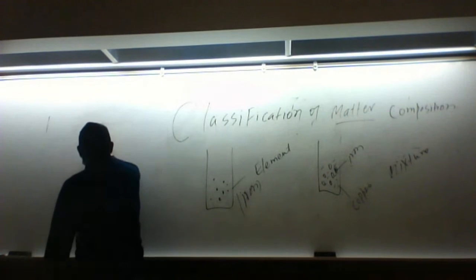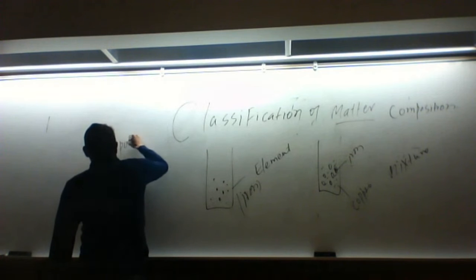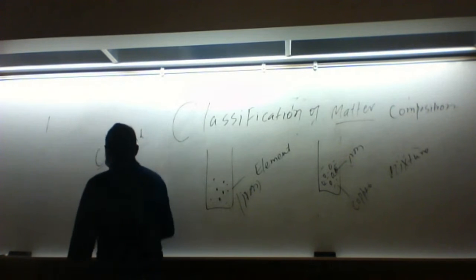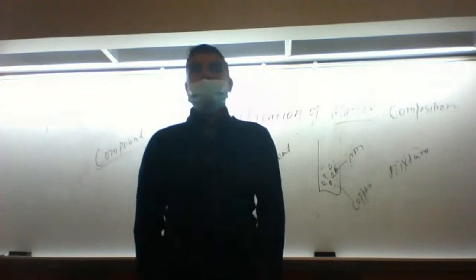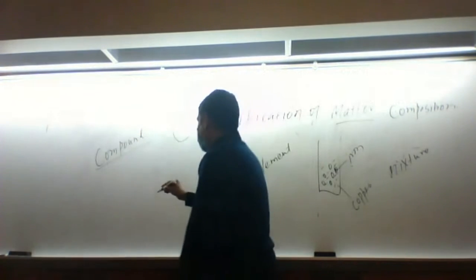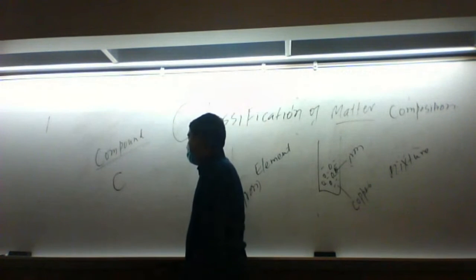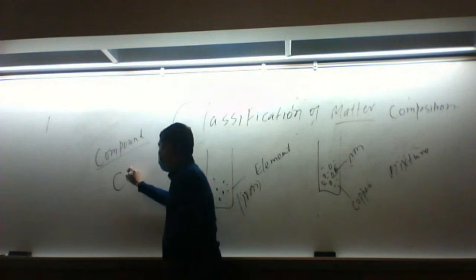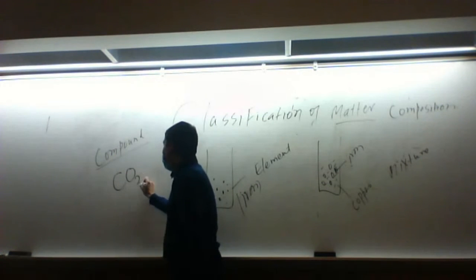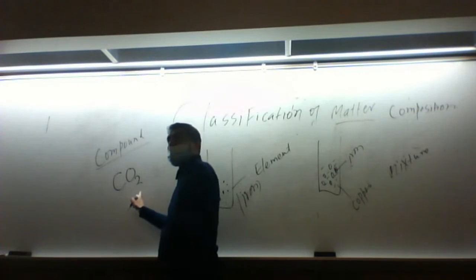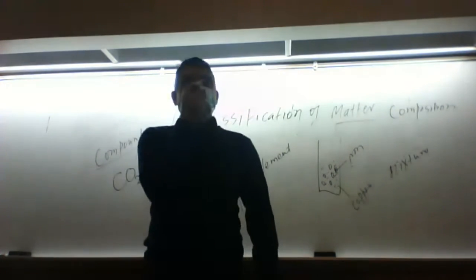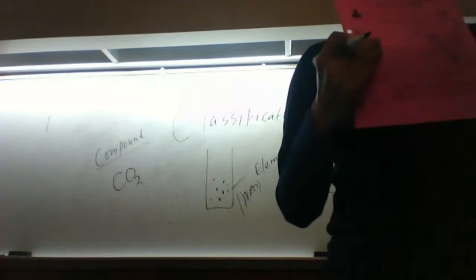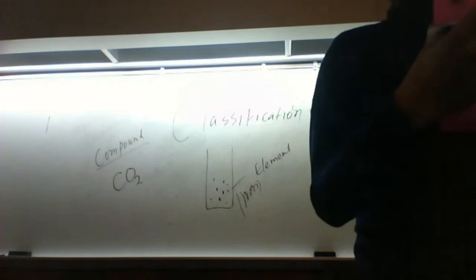Another one is the compound. What is a compound? Take 2 or 3 elements in the periodic table and combine them together. For example, there is carbon and there is oxygen, and if you combine carbon and oxygen, one carbon sits with 2 oxygen atoms. This is called a compound. Take any 2 elements in the periodic table and combine them chemically, not just mixing.